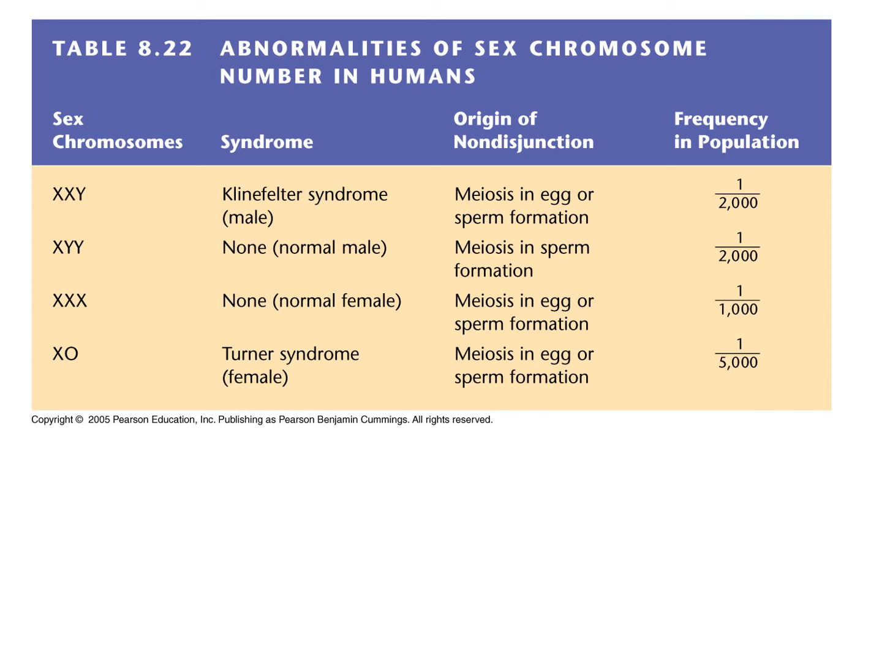Turner syndrome, we call it a monosomy, so it's 2n minus 1. Turner syndrome females have only 1 X chromosome. There's no homologue. There's no partner to that chromosome.